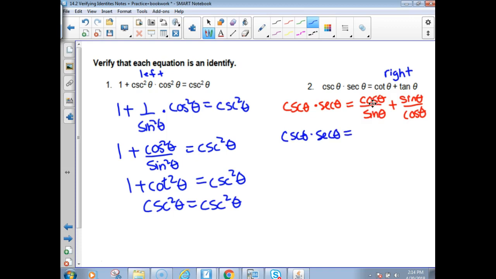Now, what can I do here so that I could add those fractions? Yeah, well, I have to multiply this one by the cosine and this one by the sine. All right, so I'm going to write that down. So I'm going to write cosine theta over sine theta, and I'm going to show that I'm multiplying the first fraction by cosine theta on top and bottom. I'm going to rewrite sine theta over cosine theta, and I'm going to show that I'm multiplying that fraction by sine theta top and bottom.